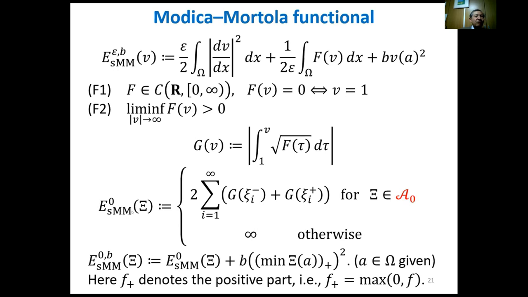The limit of the singular Modica-Mortola energy, and here xi is a set-valued function, which I explain in the next slide. And G is the popular double well potential case. This is the square integral of the primitive of the square root of F. And this E_F^0 B is adding this B, and this is a minimum value, plus the part of the minimum value. And here F_+ denotes the positive part. Okay, what is A_0? A_0 is a very key word.